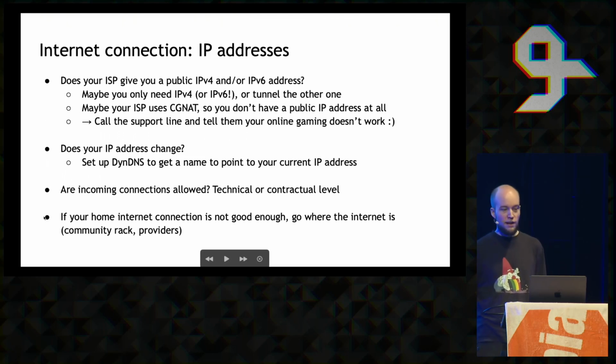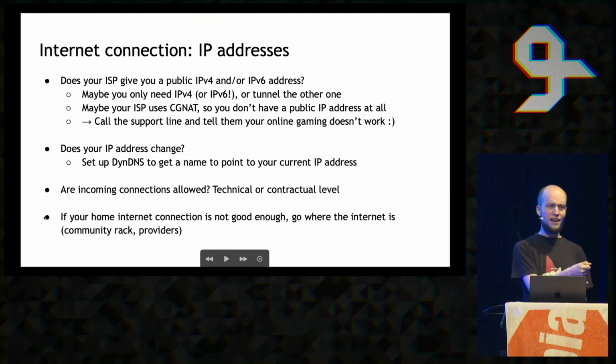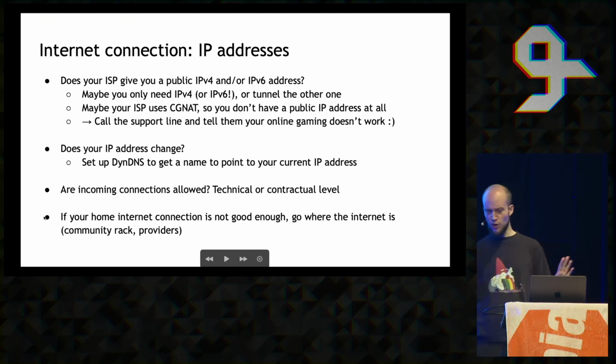One nice little social engineering hack is you call the support line of the ISP and tell them, hey, I'm having trouble with this online game, it says something about port unreachable, and then they might be able to just change your connection to no longer use CGNAT. Don't tell them about hosting.